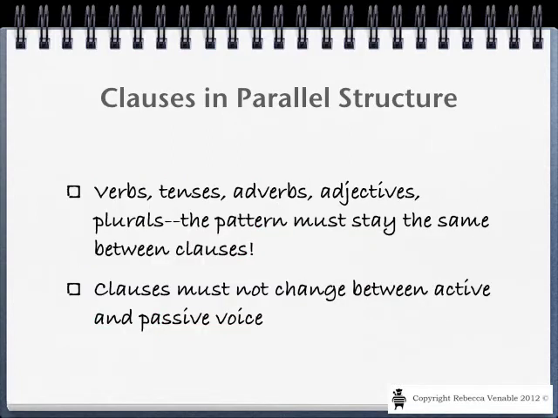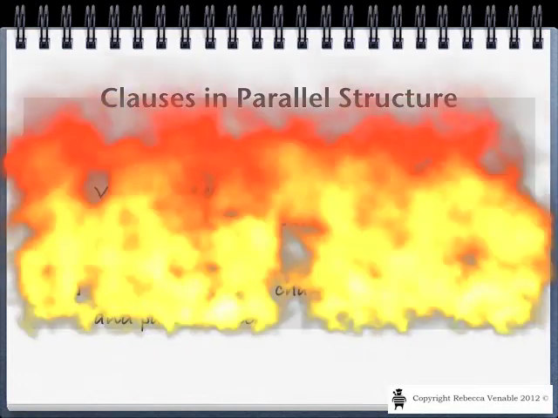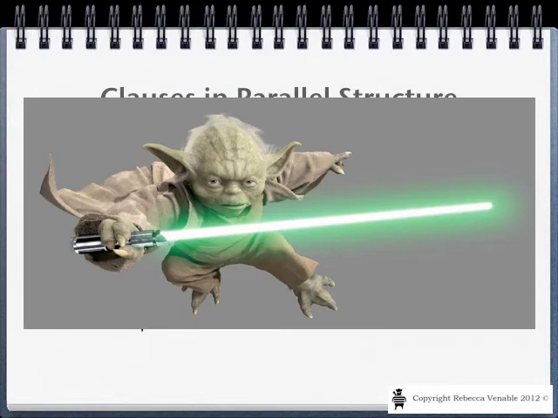Now, we're looking at parallel structure within clauses. We've talked in the past about verbs and their tenses, adverbs and adjectives, and plural nouns. And we've talked about how each of these patterns have to match within a sentence. Well, this stays the same even between clauses. Therefore, a clause can't have any kind of non-match. Also, clauses have to stay the same between active and passive voice through the entire sentence. That means that you can't speak like Yoda.